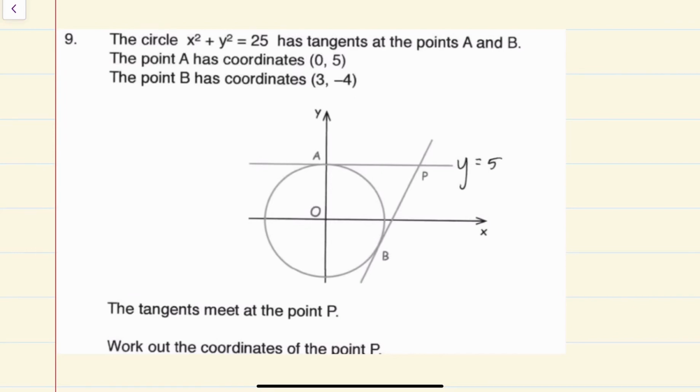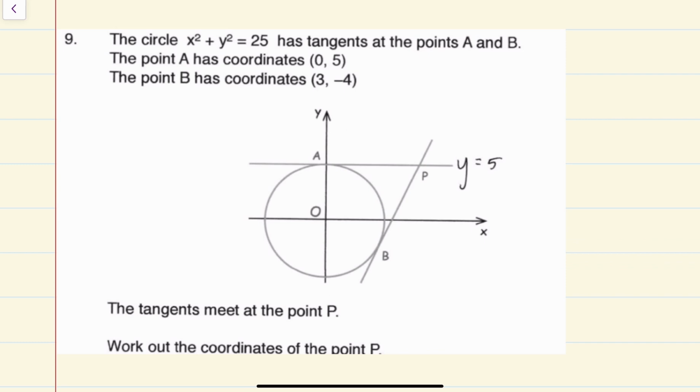x squared plus y squared equals 25 has tangents at the points A and B. The point A has coordinates (0, 5), and the point B has coordinates (3, -4). The tangents meet at the point P. Work out the coordinates of point P.